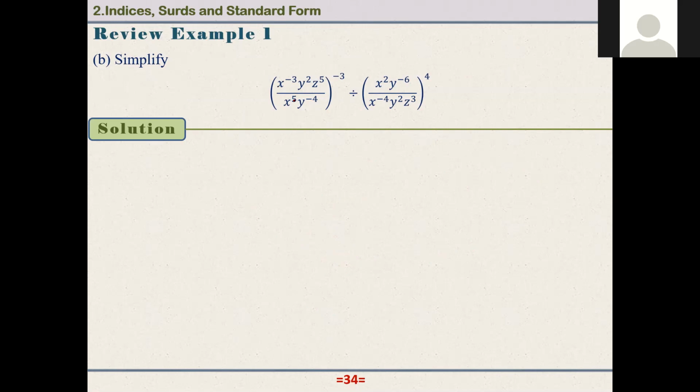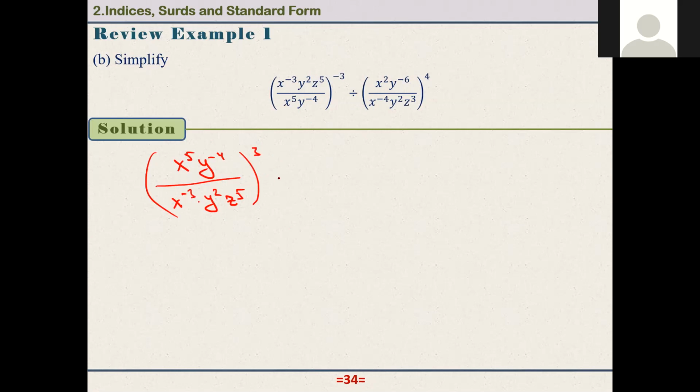First, we have to clear the brackets, and after that, change this division into multiplication. Then after that, simplify. So in the first step, if you remove the brackets, I can just write it as x to the power 5, y to the power minus 4, over x to the power of minus 3, y squared, z to the power 5. And here, instead of minus, now we have plus, because we have just turned this upside down.